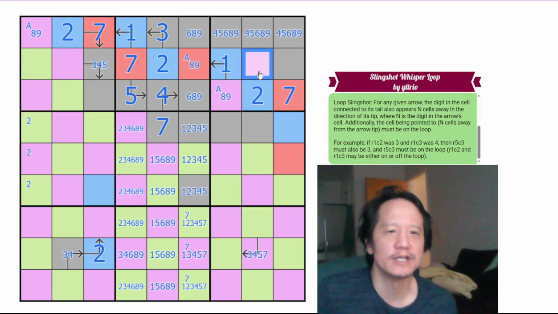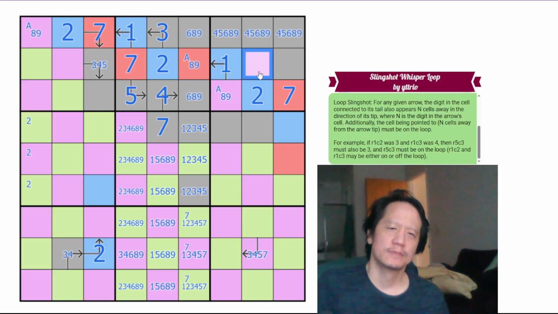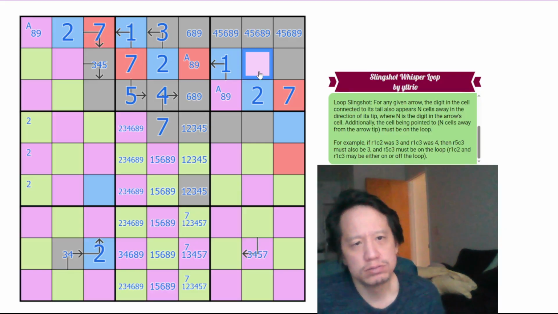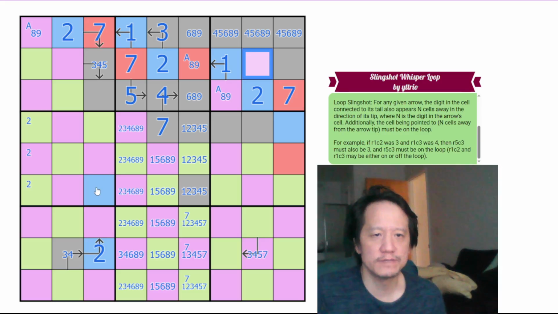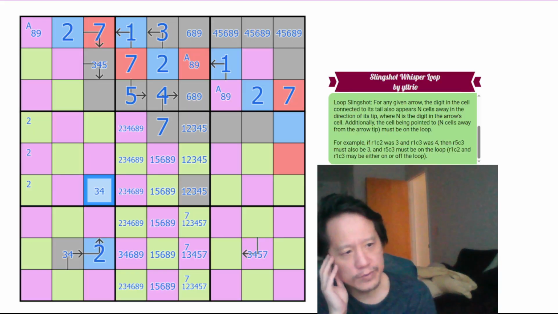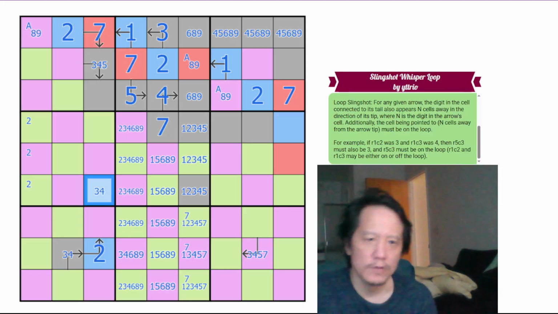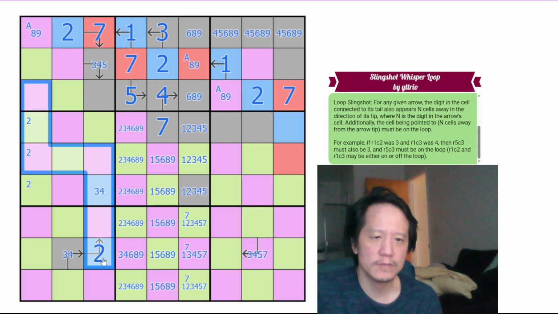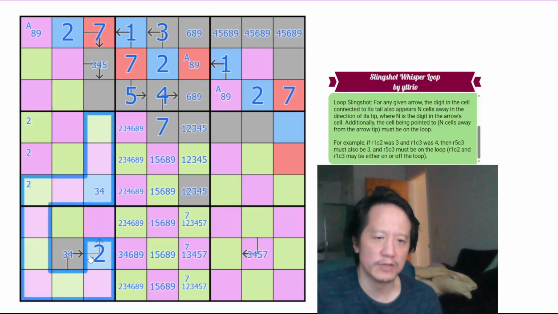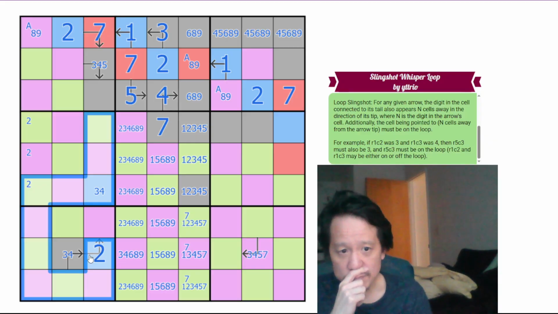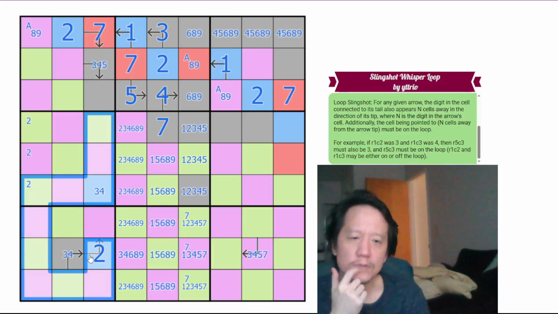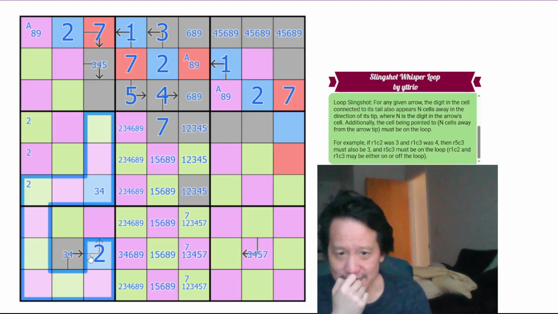This could be the other 8, 9. That's possible. This digit is 3 or 4. And it's on the loop. It could do something like this, right? It could technically do something weird like that. That's possible too. Yeah, not sure.